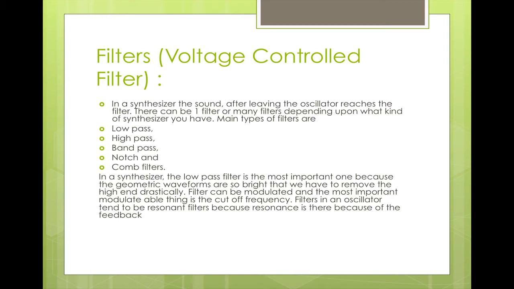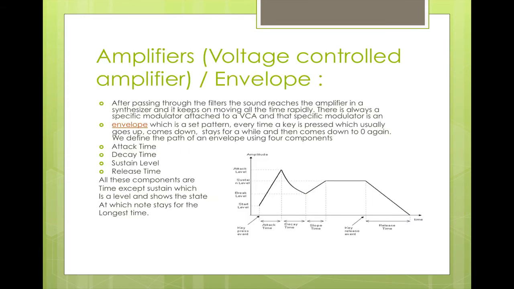Filter can be modulated, and the most important modulatable thing is the cutoff frequency. Filter in an oscillator tends to be a resonant filter because resonance is there because of the feedback, and we have to bring into account the amount of feedback when we're talking about the filters. The third and fourth component are the amplifiers, which are also called voltage controlled amplifiers, and of course we'll discuss envelope in this part as well.